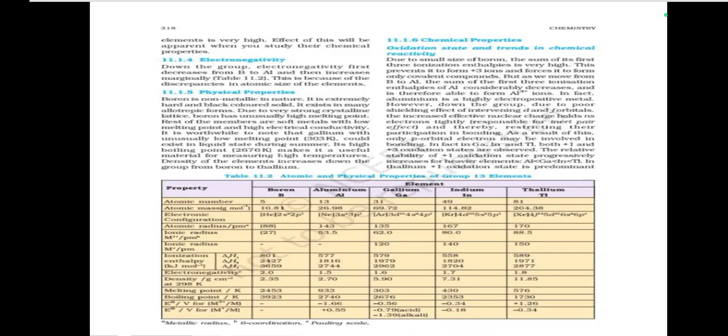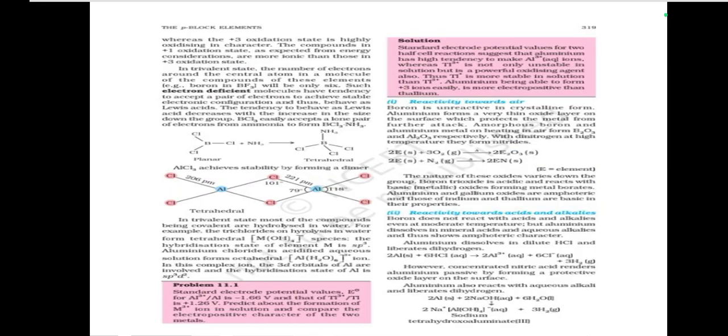In gallium and thallium, both +1 and +3 oxidation states are seen, and the stability of the +1 oxidation state progressively increases for heavier elements: thallium is greater than indium is greater than gallium is greater than aluminum. In thallium, the +1 oxidation state is predominant, whereas the +3 oxidation state is highly oxidizing in character. The compounds in the +1 oxidation state, as expected from energy considerations, are more ionic than those in the +3 oxidation state.